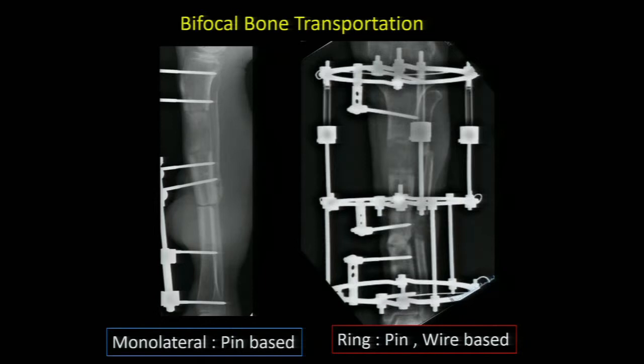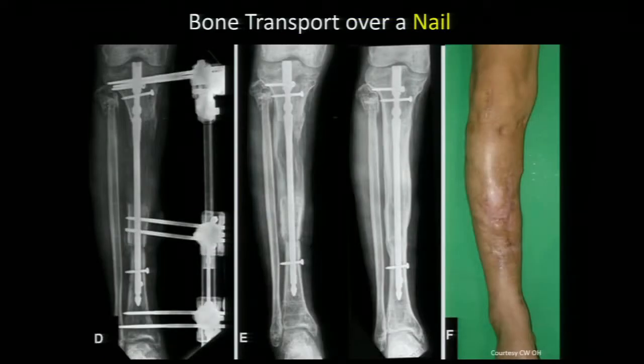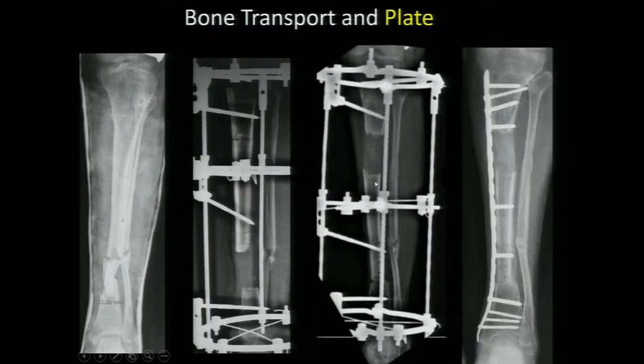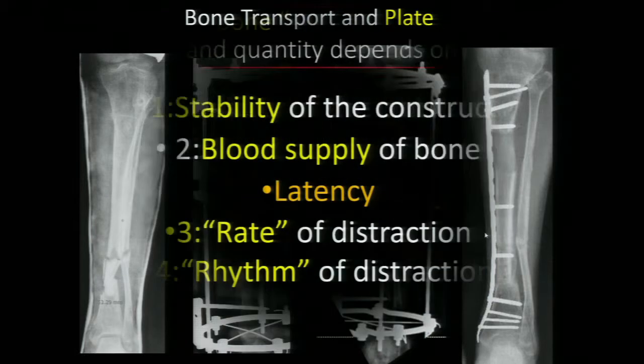For bifocal bone transportation, for example, you can use a pin system as Dr. Phiphobmongkol does. You can do a ring, whatever is in your hands, you can use it. It doesn't matter, and it depends on the stability that you need for this construction. You can do it by nail to shorten it. This is a big defect. You can do it along the nail. We call it bone transportation over the nail. You can do bone transportation over the plate with a ring or with a unilateral frame, whatever you like. And even if you are not comfortable with that, you can do bone transportation with plate or nail, whatever. So you shorten the external fixation time.